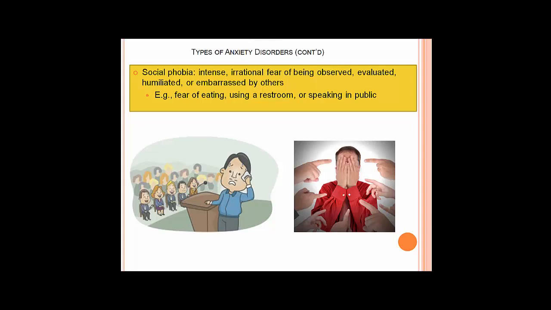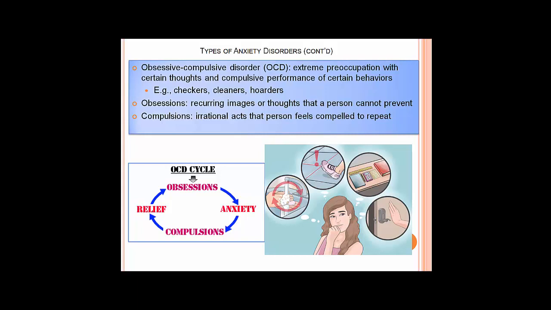Other types of anxiety disorder, social phobia, and this is an intense irrational fear of being observed. And again, these are treatable successfully. Another type of anxiety disorder, and one that people misuse the word for all the time, way too often, is obsessive compulsive disorder. This is an extreme preoccupation with certain thoughts or compulsive performance of certain behaviors.